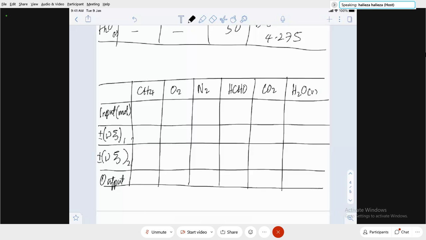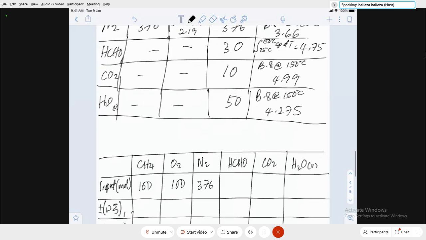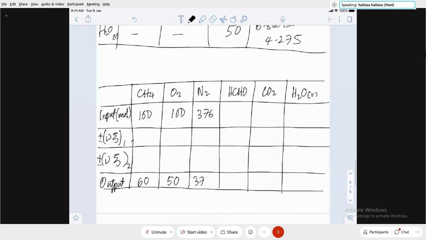Okay, the input is 100, the output is 60. The input oxygen is 100, the output is 50. This is from the flowchart, guys, and actually you can get this from your table here. The temperature is 76. Nitrogen is not involved in either of the equations, so don't worry about the reaction coming in and out.